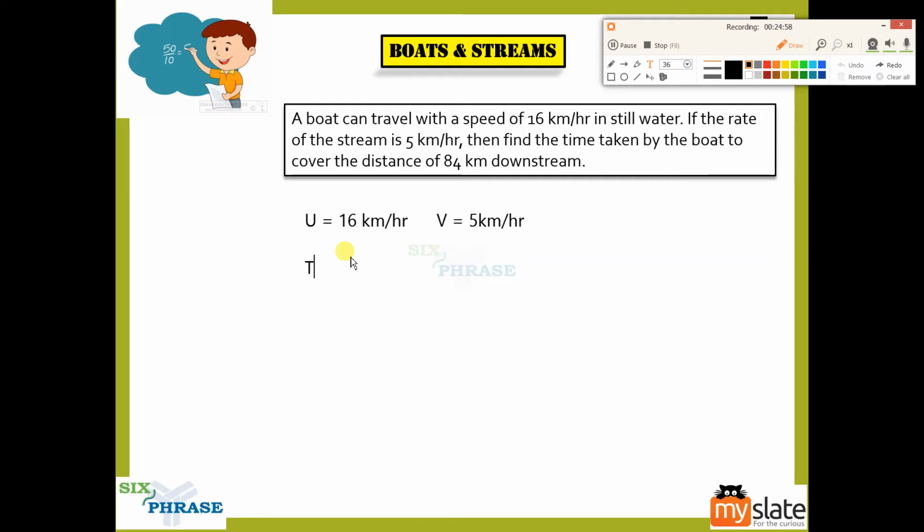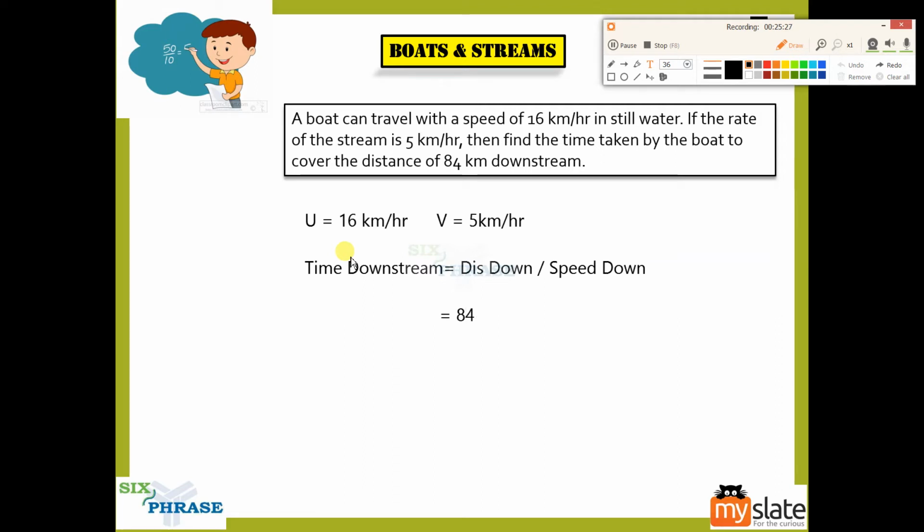Now, what is the formula for time? Time is equal to distance by speed, right? So you know it is downstream. This is not just any time, it is time downstream. So you can mark it so that you don't forget. Time downstream will be equal to what? Distance downstream by speed downstream. So everything will be down. Time downstream is what you need to find. What is the distance downstream, guys? It is 84 kilometers, right?